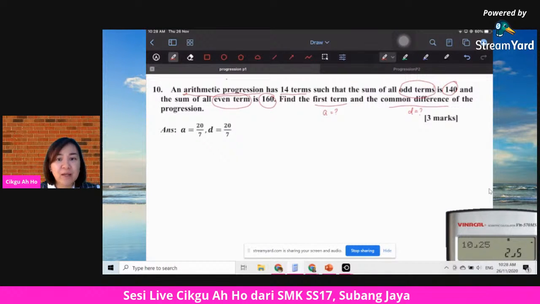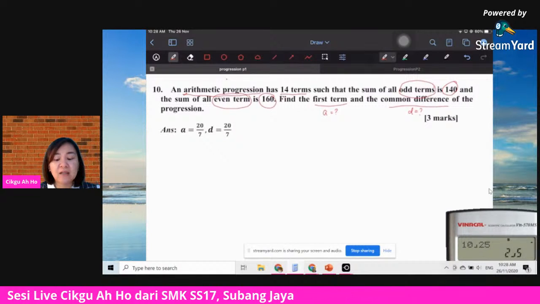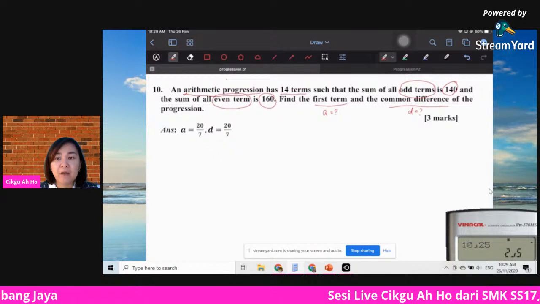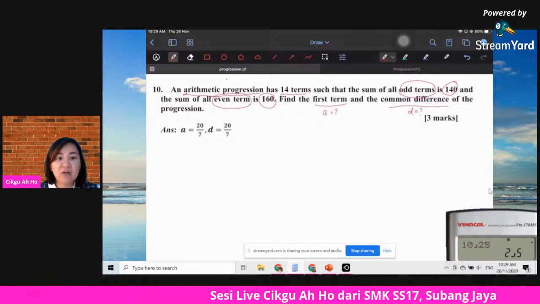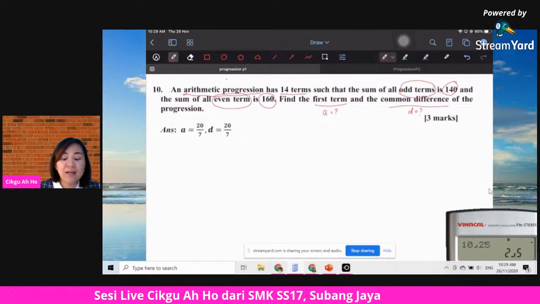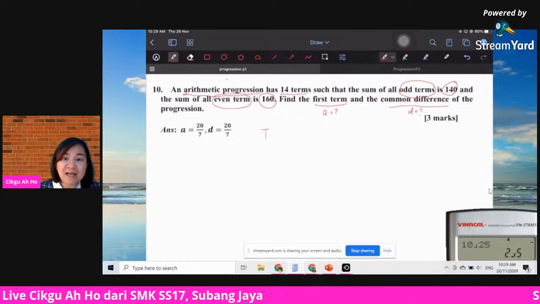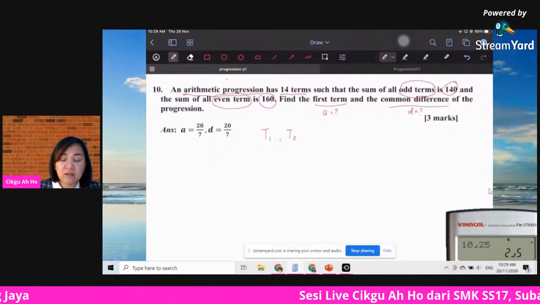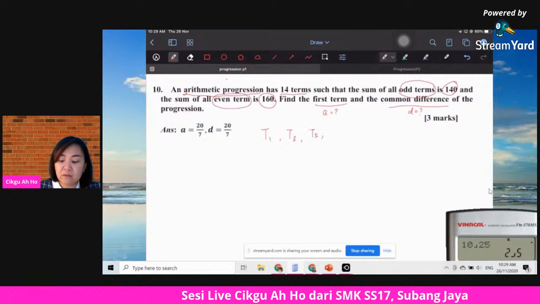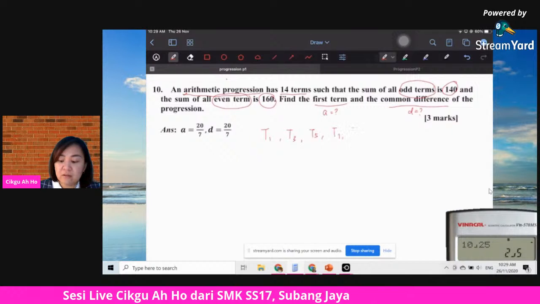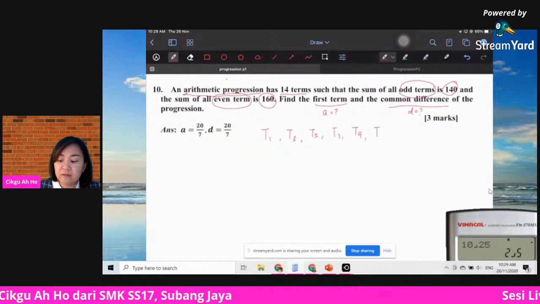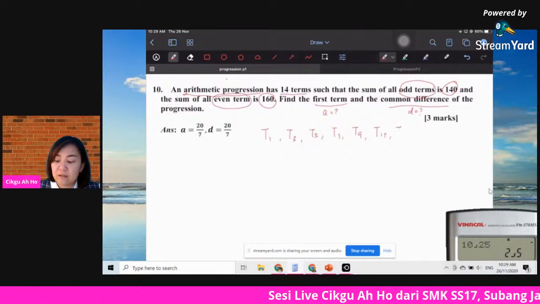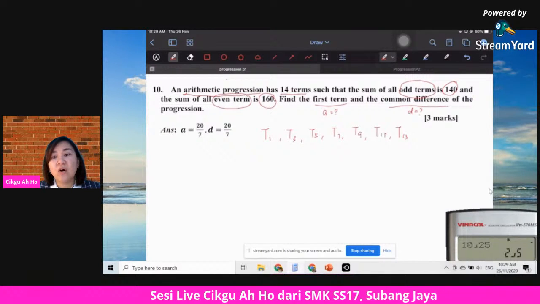So for this one, they want to find A and D. Where do we start? Odd terms and even terms. Odd is ganjil, even is genap. There are 14 terms. So we list out the odd terms. Odd terms are T1, T3, T5, T7, T9, T11, and T13. So this is your odd terms.